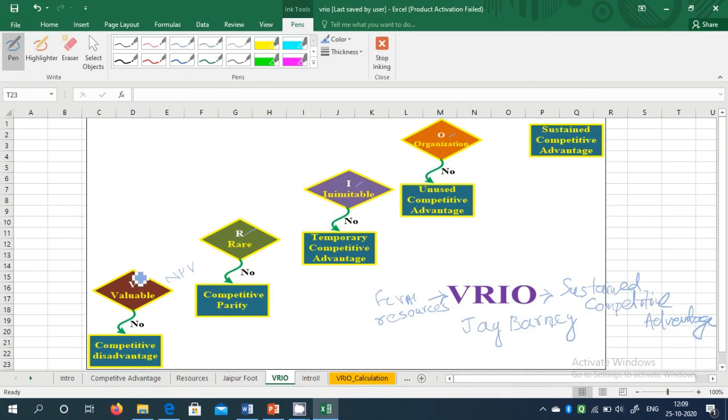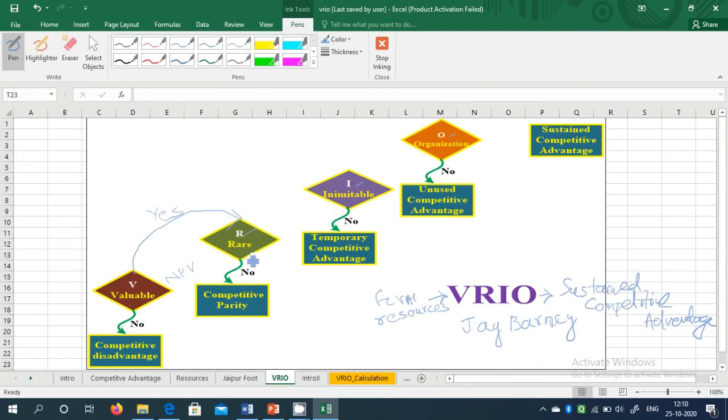If your resource is valuable, then the next phase we go for is checking whether it is rare. Rare means whatever resources you are possessing, is it rare? If you have that human resource or that machinery, and other players do not have that one, then we say it is rare.